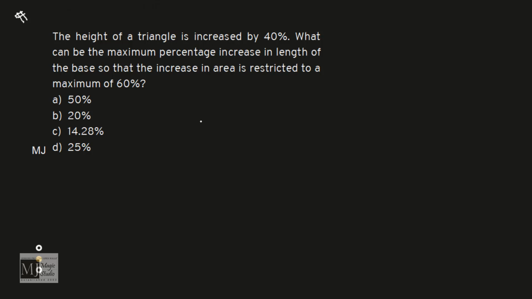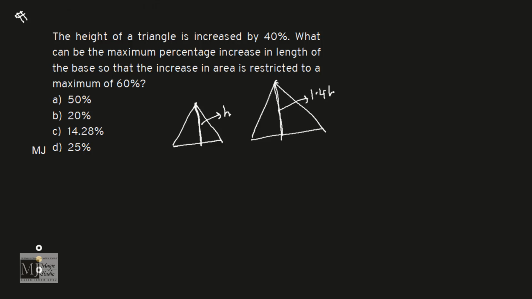The height of a triangle is increased by 40%. Okay, we have a triangle. Height is h, which is now increased to 1.4h. What can be the maximum percentage increase in the length of the base? Obviously base will also increase. We need to find the maximum percentage change in base, so that the increase in area is restricted to a maximum of 60%. So this was B, now it has become B1.